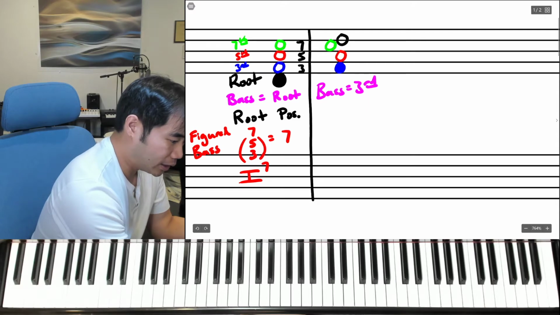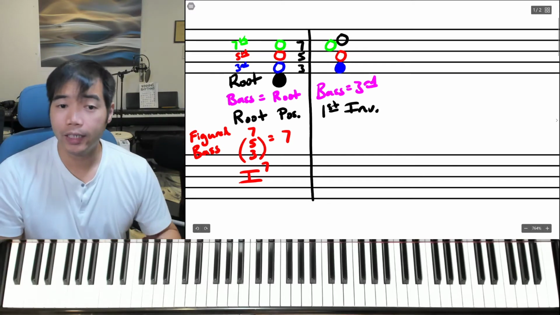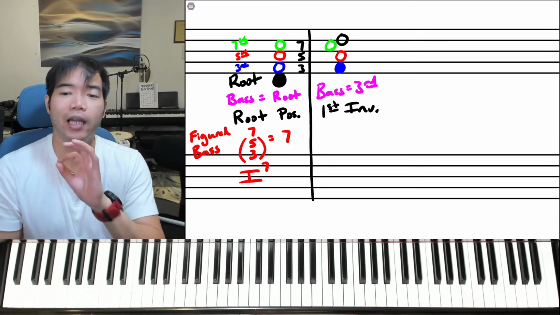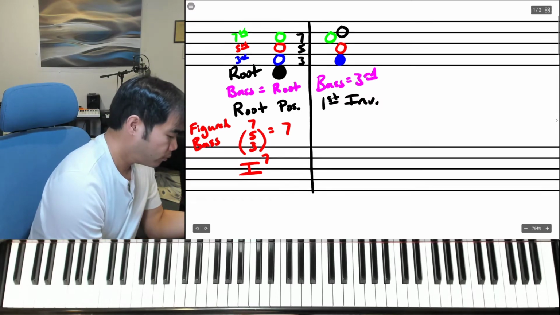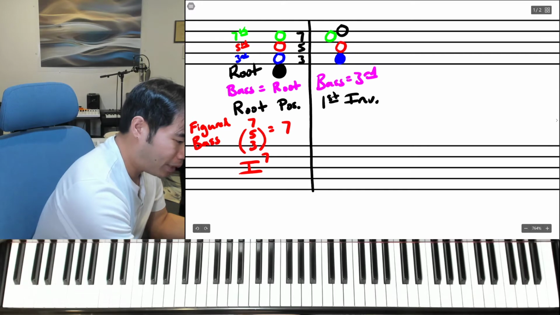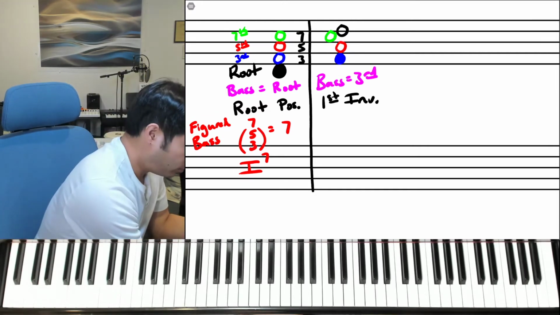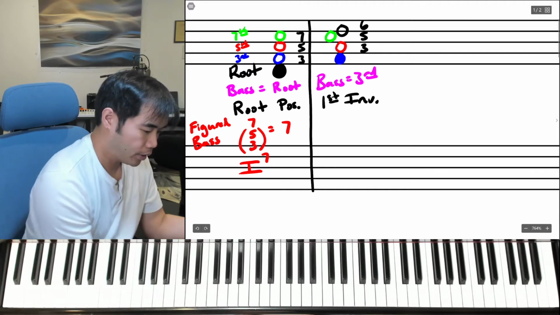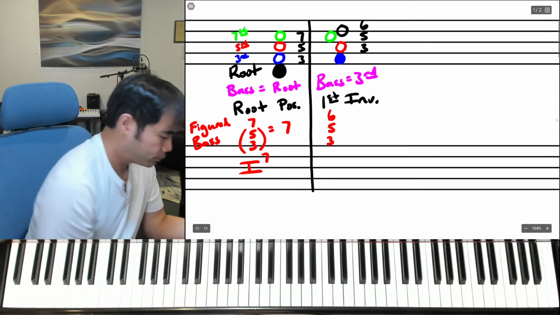What position is this in? Well, this is going to be first inversion. Just like in triads, when the third is in the bass position, it's in first inversion. The same goes for seventh chords. All right, let's figure out the figured bass. To do this, we're going to check the intervals between the bass note and the other notes. The root to the third is a sixth, then a fifth, then a third. So figured bass here would be 6, 5, 3.